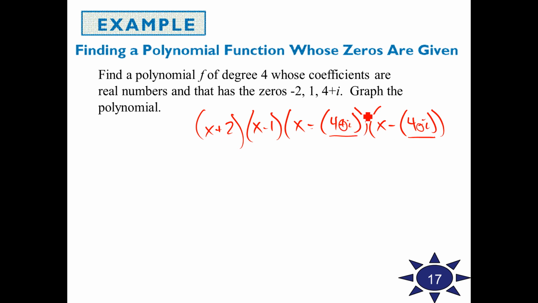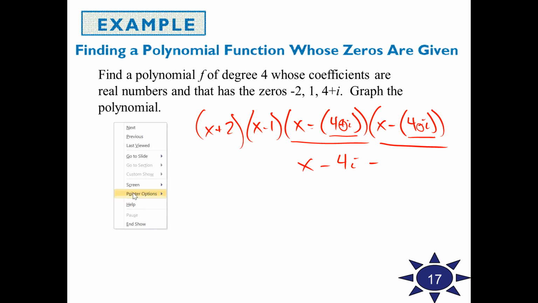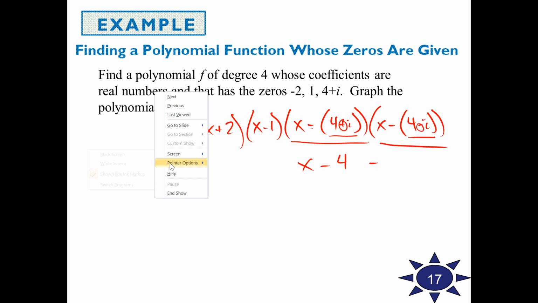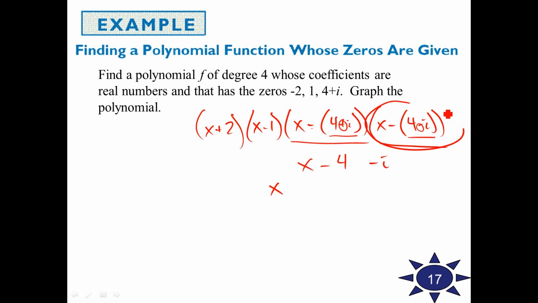All right, we need to FOIL this all the way out. We're going to start by multiplying these together. We'll use the box method here. Let me erase that. x minus 4 minus i. And from this one here, we have x minus 4. And then negative times a negative is a plus i.